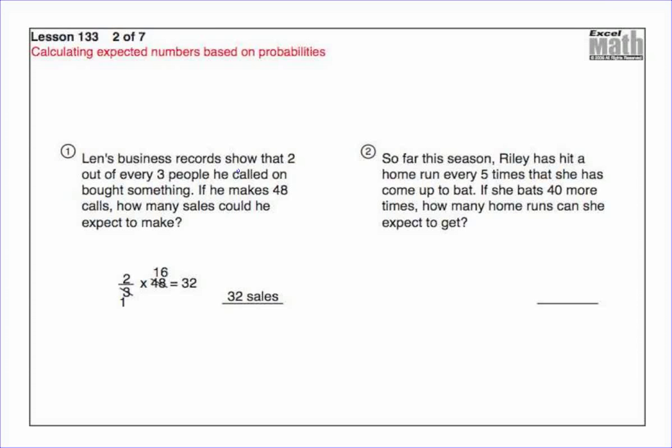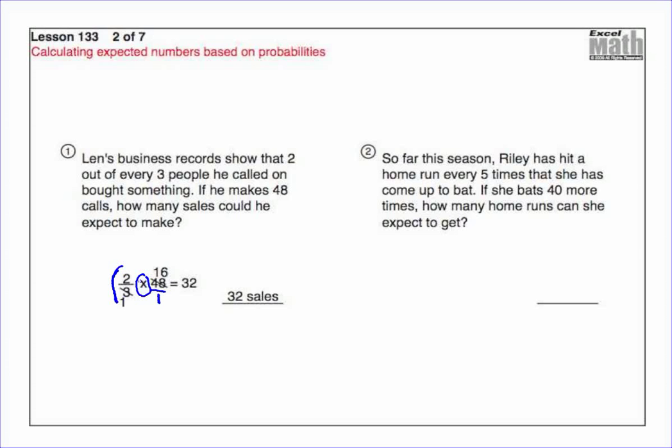Len's business records show that 2 out of every 3 people he called on bought something. Called on someone means that he tried to sell him something. If he makes 48 calls, how many sales could he expect to make? So you're going to do the probability of 2 out of every 3, 2/3, times 48 calls. And 2/3 of those 48 calls, of usually means multiply in math, 2/3 of those 48 calls should result in a sale or selling the person something.